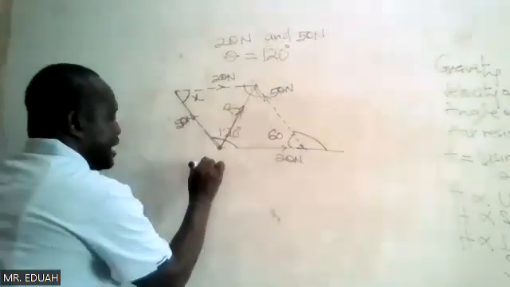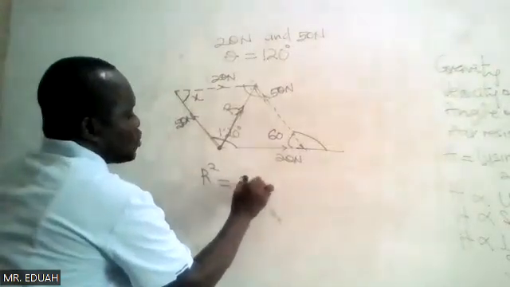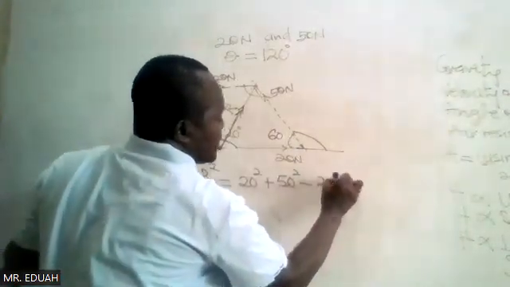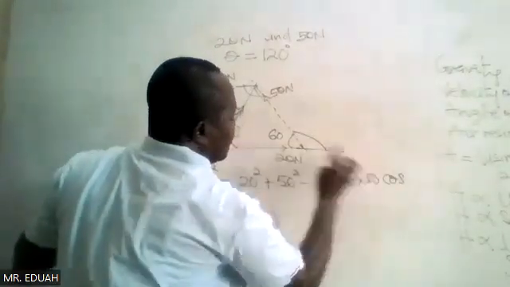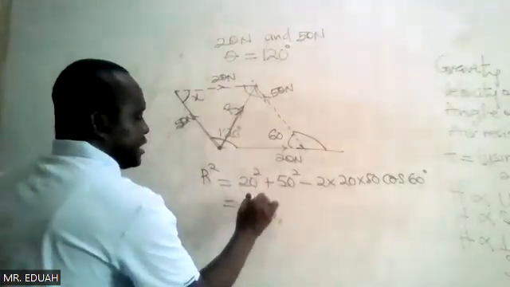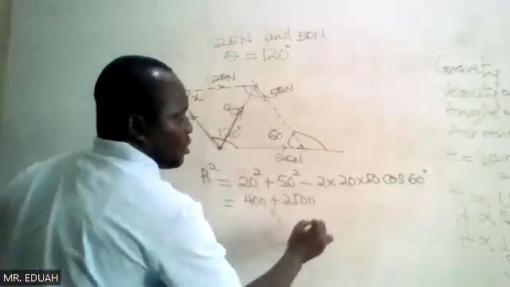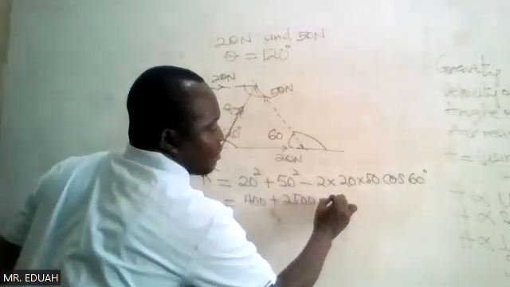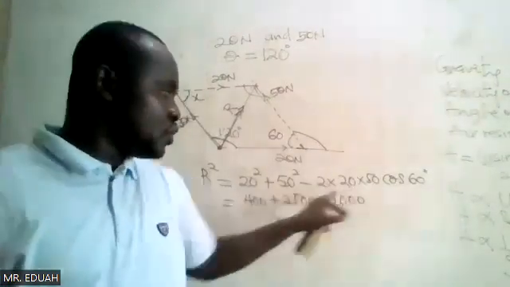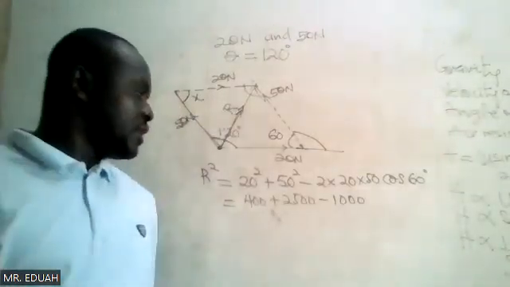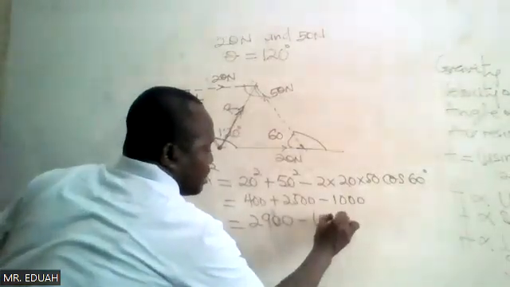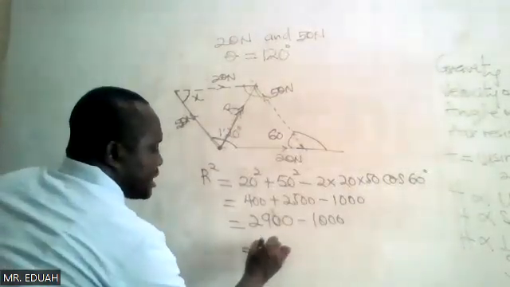So R squared is equal to 20 squared plus 50 squared minus 2 times 20 times 50 times cosine of this angle 60. And so 400 plus 2500, minus 1,000, because cos 60 is half, so the half cancels the 2. So 20 times 50 gives us 1,000. We have 2,900 minus 1,000, and that is equal to 1,900.